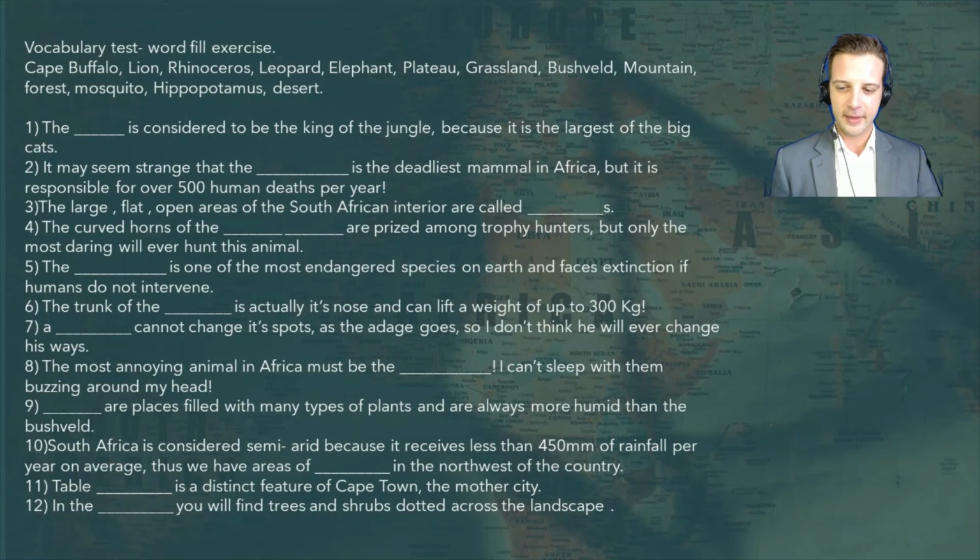Number 11. Table something is a distinct feature of Cape Town, the mother city. And number 12, the last one. In the something, you will find trees and shrubs dotted across the landscape.